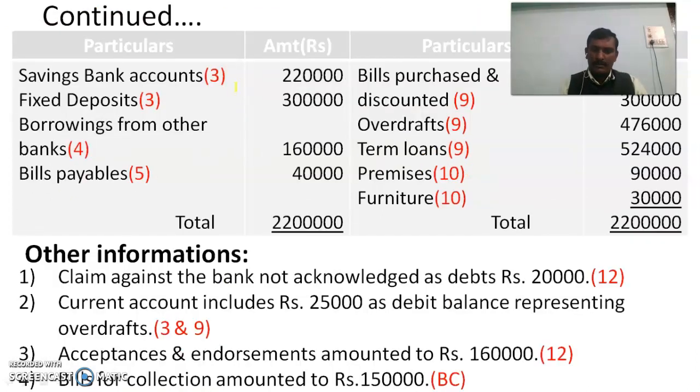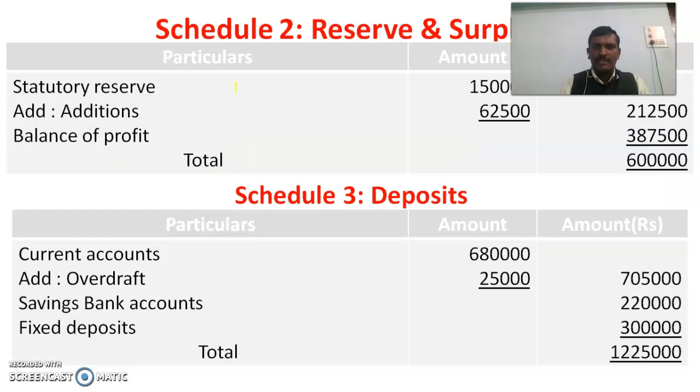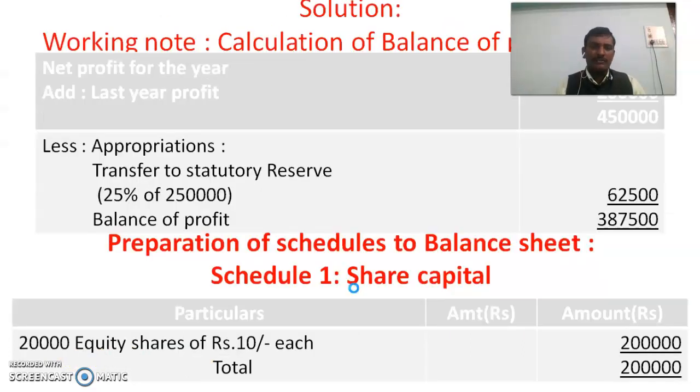One is current account, second savings bank account, and fixed deposit. So 3 deposits are there. We have to take all these 3 deposits here. There is current account, savings bank account, fixed deposit account. And regarding these things, we have to check all the additional information.